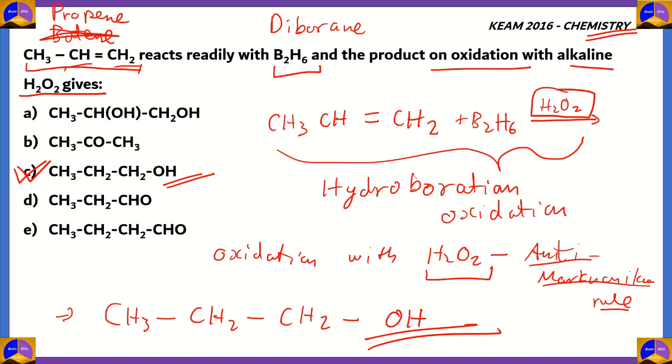So in hydroboration oxidation, it's alcohol. So options B, D, and E are incorrect. And since we are using the anti-Markovnikov rule, the OH group goes towards the carbon with more hydrogen. So therefore, option A is incorrect because it shows that OH goes on both sides, which is not true. So option C, CH3, CH2, CH2OH is the correct answer. Now, if you want to know what the name of this particular compound is, it's propanol. So it's a type of alcohol with 3 carbon atoms in it.